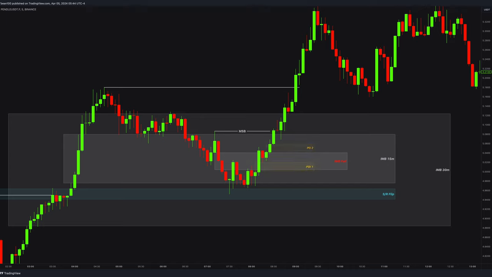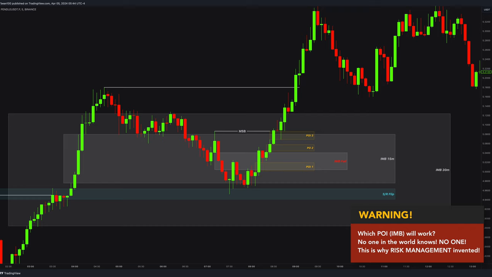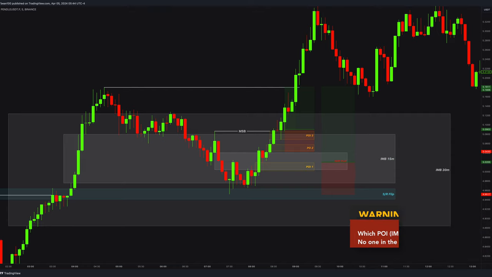Then I check for possible entry points. There are 3 points of imbalance. This is where people get confused a lot. Which one to choose? Here's your answer. No one knows and no one ever will know. All we do is educated guesses and risk management. Here, I jumped into the trade with the POI 3 imbalance, with my stop covering POI 2 for a further pullback. If this trade were to fail, I would use POI 1. Remember, POI 1, POI 2, or POI 3 may work or not. No one knows it for 100%. We divide the risk and take our chances.